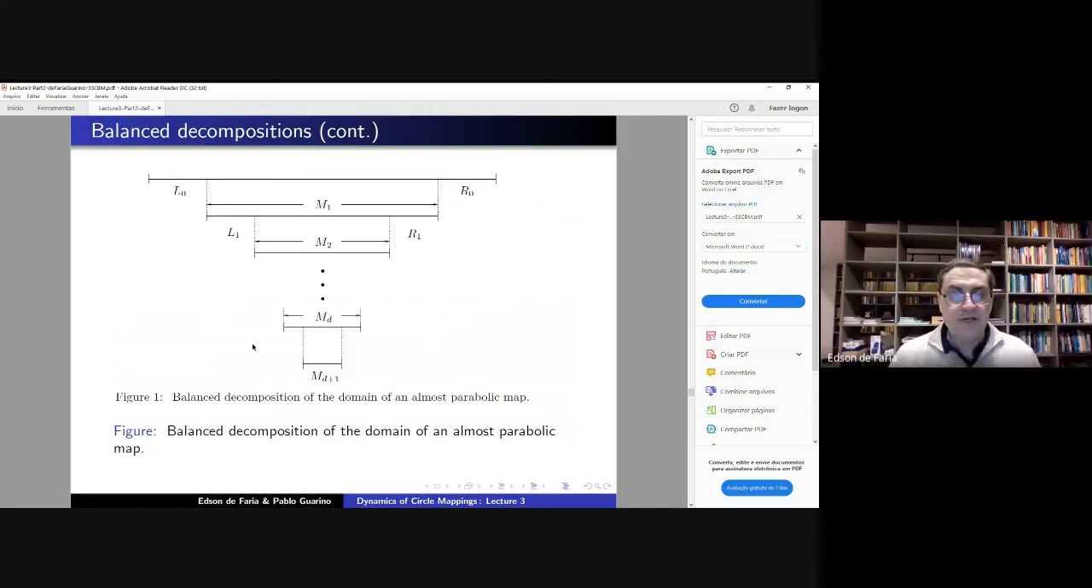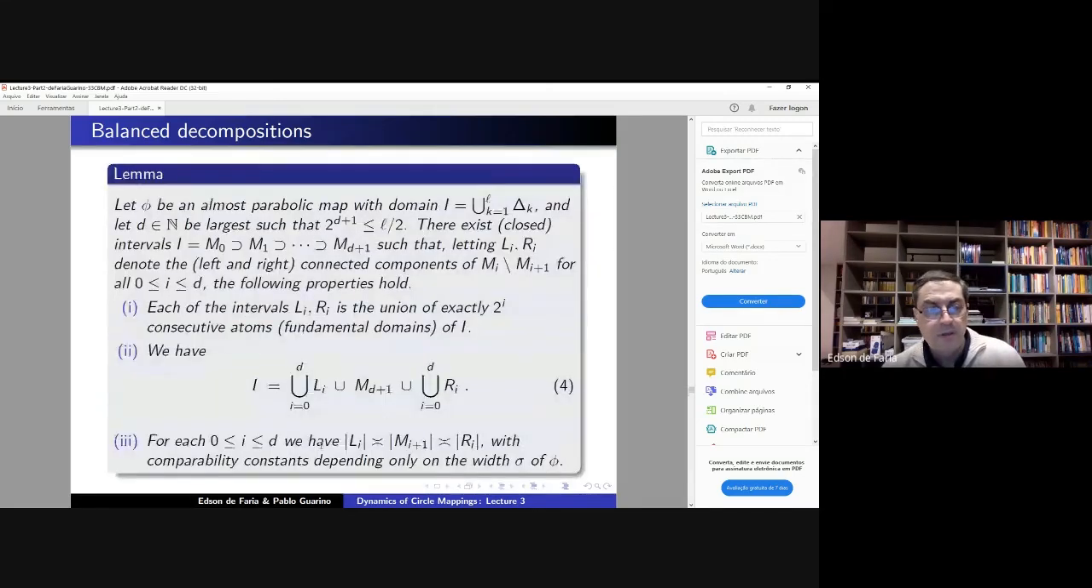And the statement is that if you do this and you use Yoccoz's inequality, it's easy to see that at each level, these intervals, L0, M1, and R0, are comparable in length. L1, M2, and R1 are comparable in length as well. L2, M3, and R2 are comparable in length, and so on. So in general, it's this statement that you see here. You see that Li and Ri are both comparable, and they're comparable with the interval that comes in the middle, which is M sub i plus 1 at each level.